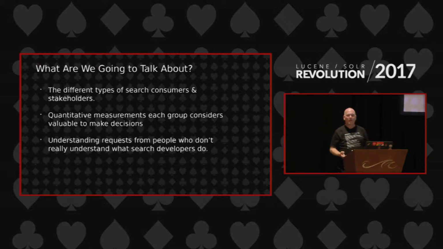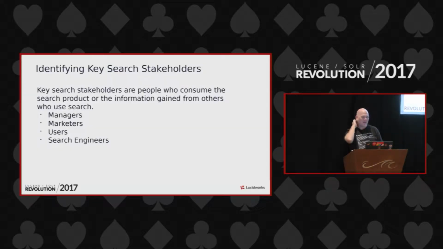So understanding the requests from the different organizations and key stakeholders is, I believe, critical for a search engineer and search developer. If you understand what they're looking for, then you can better provide them answers and deliver better results to your customers. So I generally look at key stakeholders as managers, marketing people, users, and search engineers. These are primarily the four types of groups that are going to either consume or influence the search application.